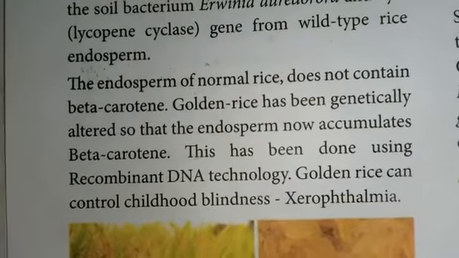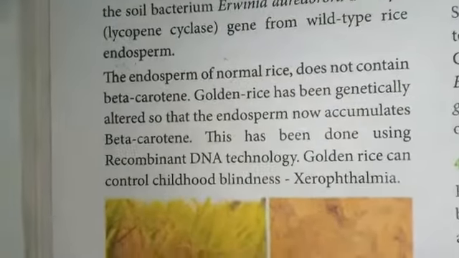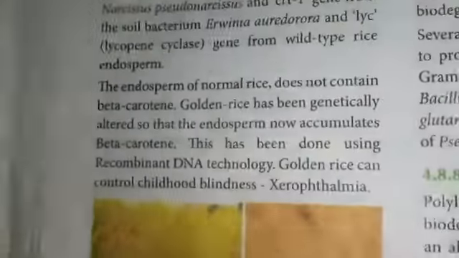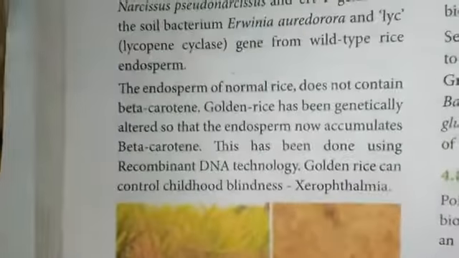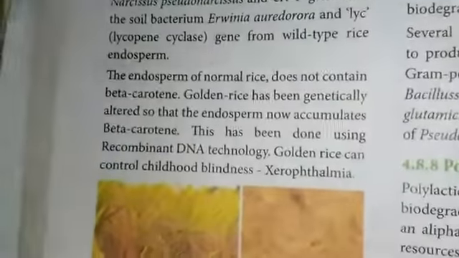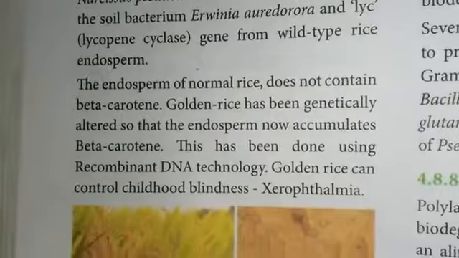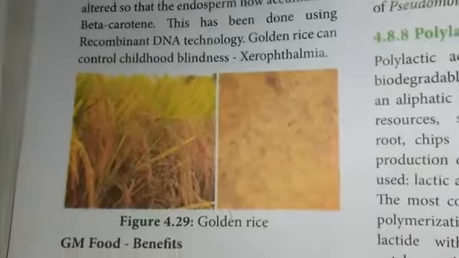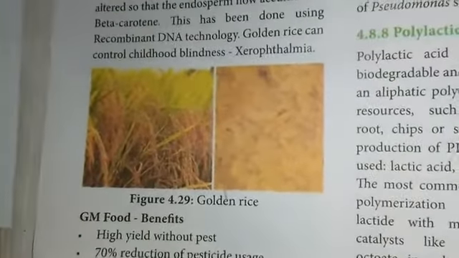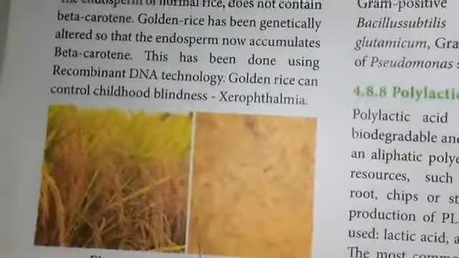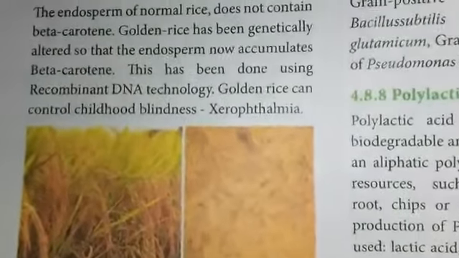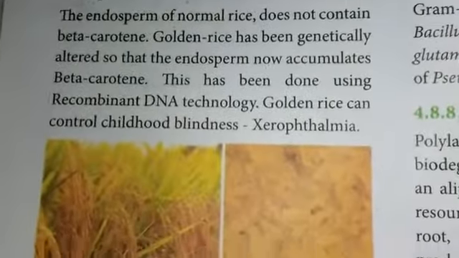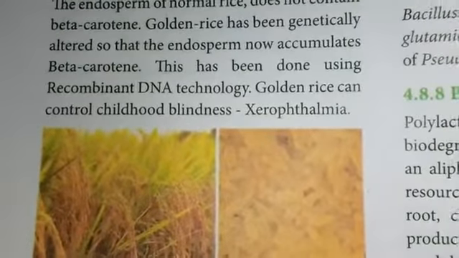So the endosperm of the normal rice does not contain beta carotene, but the golden rice endosperm has beta carotene. The golden rice has been genetically altered so that the endosperm now accumulates beta carotene. This has been done using recombinant DNA technology or genetic engineering technology. Golden rice can control childhood blindness, that is xerophthalmia. Golden rice can control the disease xerophthalmia in children.